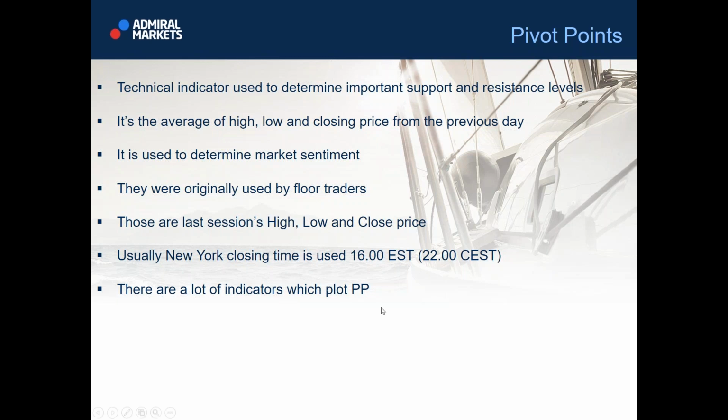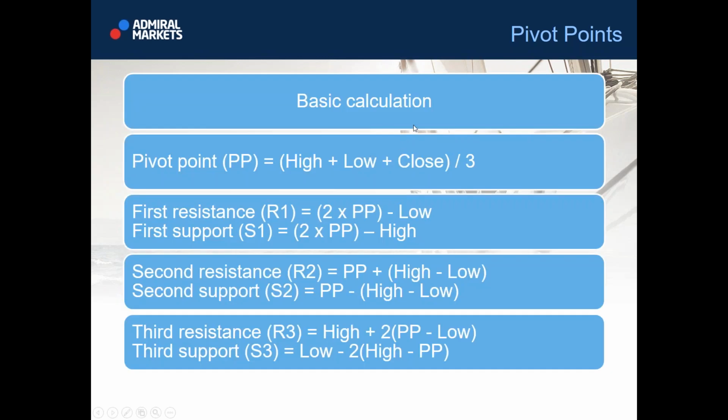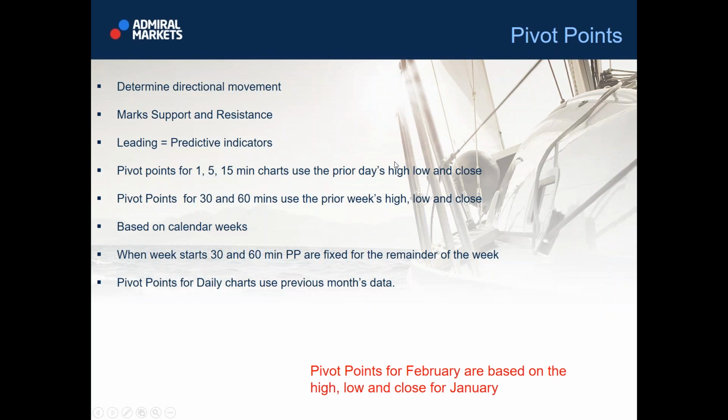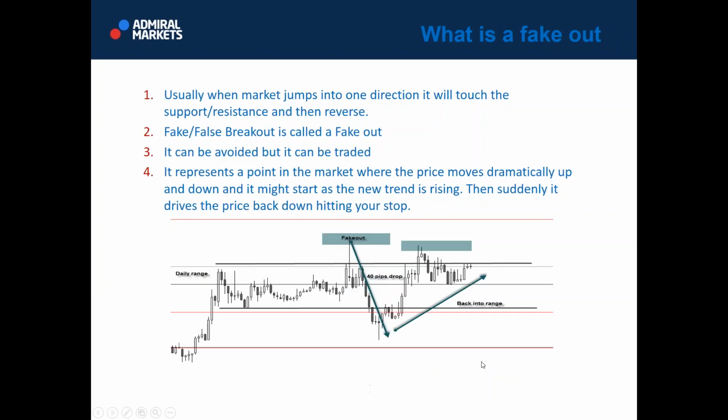There are a lot of indicators which plot pivot points. In the previous lesson, I mentioned some, so I will skip it. And this is the basic calculation of a pivot point. So guys, once more, just a quick reminder: pivot points determine directional movements, and they're based on calendar weeks. You can find all this information in the previous lesson. Just as a reminder, pivot points for February are based on the high, low, and close for January.